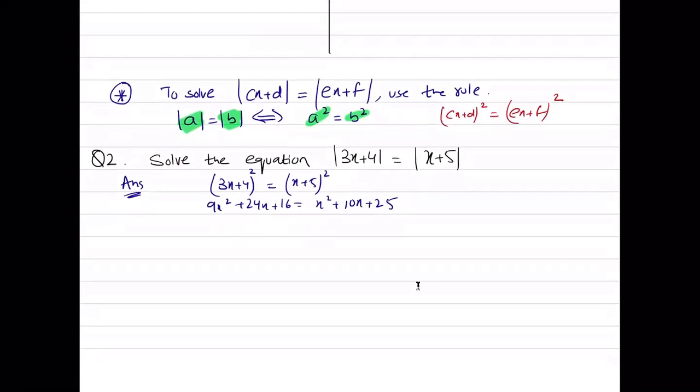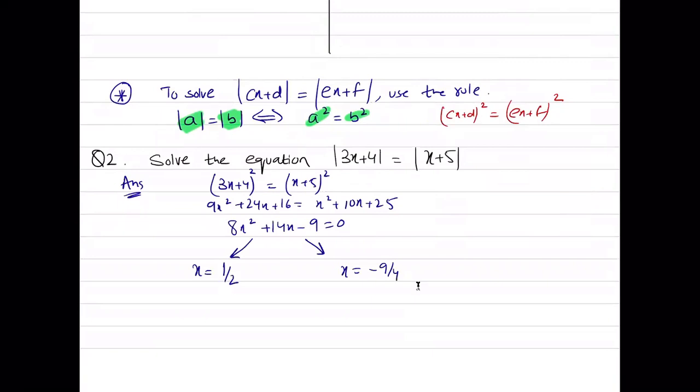Then you can simplify this further. 8x squared plus 14x minus 9. Yes. So now we can solve this quadratic equation. So get me the two values of x. Half and minus 9 upon 4.